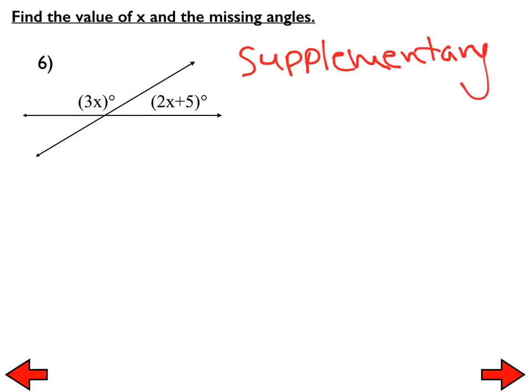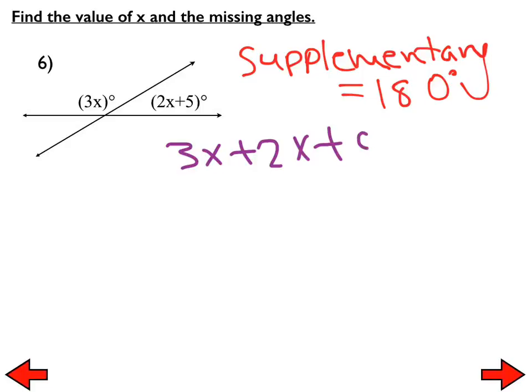And supplementary, again, means that 2 angles add up to equal 180. And it has to be both angles together, not just one of them. So your equation should say both of them together equals 180. Tell me what's right for the equation. Setting it up. 3x plus 2x plus 5. Great. Both of them together equals 180. And then solving for x.